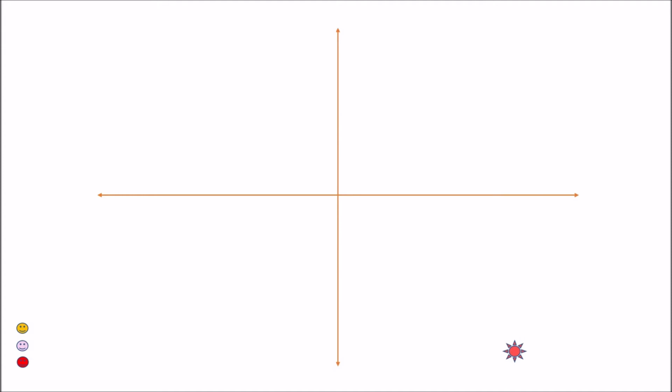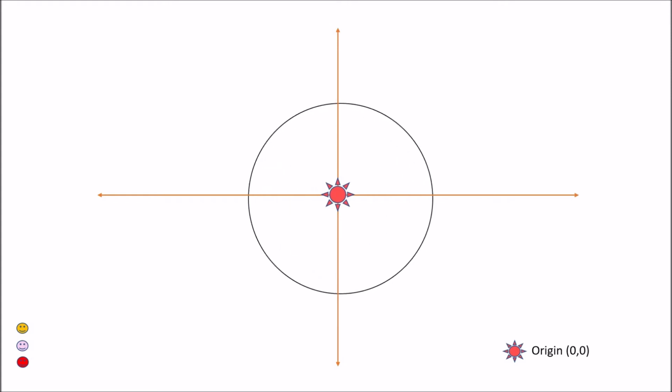Now, to have a proper understanding of the question, we must try to make a diagram on coordinate axis. So here we do it. This is the x-axis. This is the y-axis. And this is the origin. The figure, that is sun, denotes the origin, which is 0, 0. Now we'll draw a circle. The circle has radius 9 units.